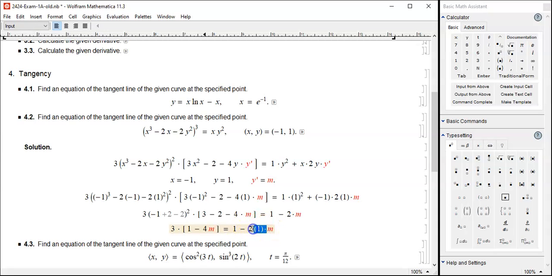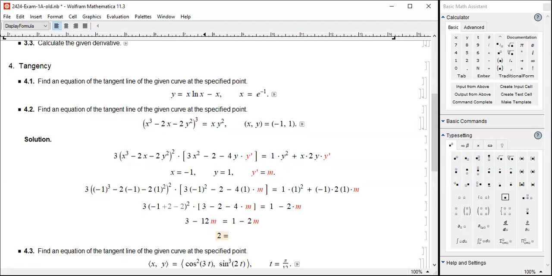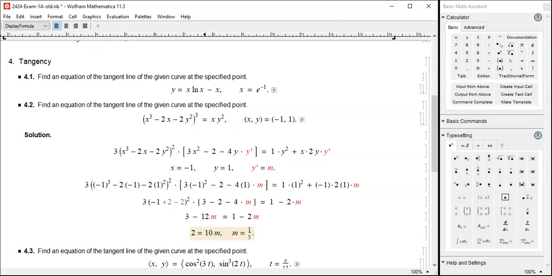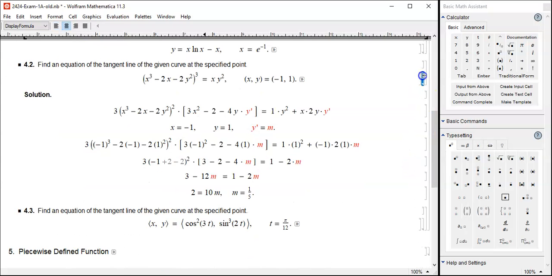So 1 minus 2m equals, distribute 3. So that's going to be 3, and this is 12m. All of a sudden I have something really manageable. So flip this 12m to the other side and the 1 to the other side too. Then I'm going to get 2 equals 10m. Let's see, did I do this correctly? Yes, I did. I'm supposed to get 1/5 and I got it.